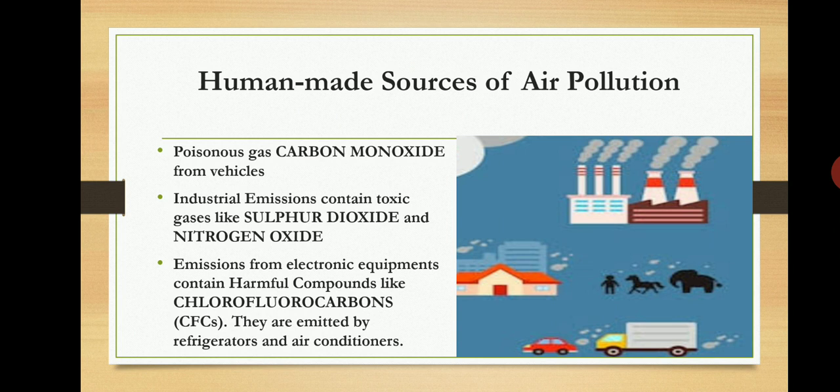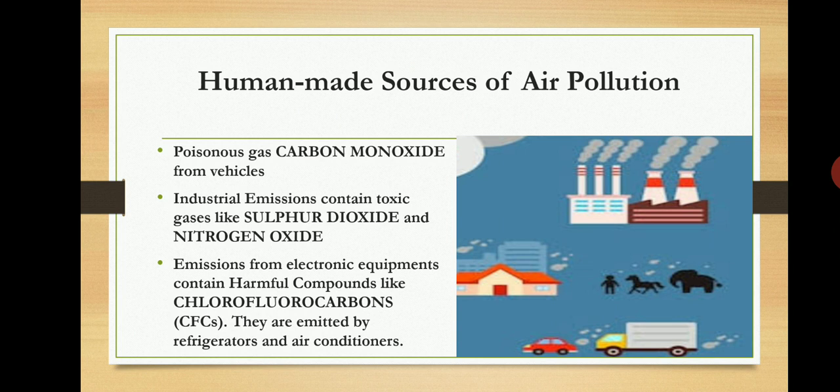Okay, so what is this harmful compound called? It's called chlorofluorocarbons. Repeat with me: harmful compounds like chlorofluorocarbons are emitted by refrigerators and air conditioners. Please repeat with me again: harmful compounds like chlorofluorocarbons are emitted by refrigerators and air conditioners.